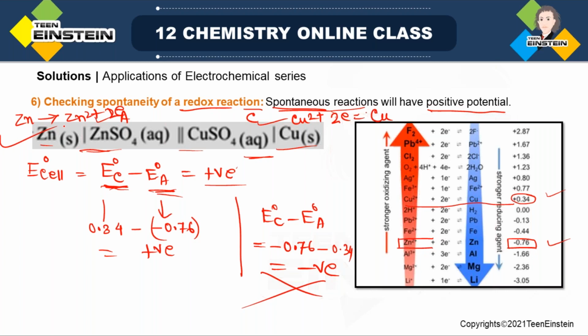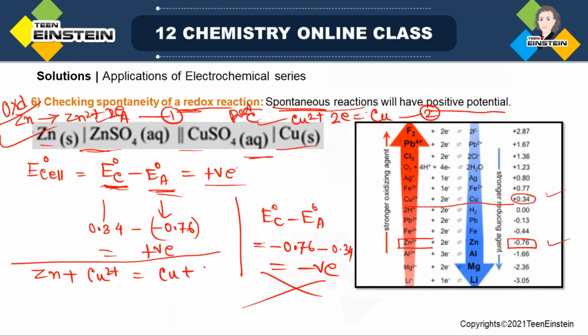Okay, so this is number 6, that is, you can check the spontaneity of any redox reaction. Redox, why? Because both reduction and oxidation are going on. This is oxidation and this is reduction, and the combined cell reaction will be just adding these two equations, number 1 and number 2. So you will get Zn plus Cu2+ giving Cu plus Zn2+. Okay, the electrons will be cancelled.